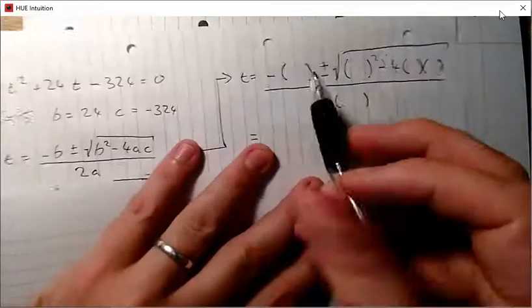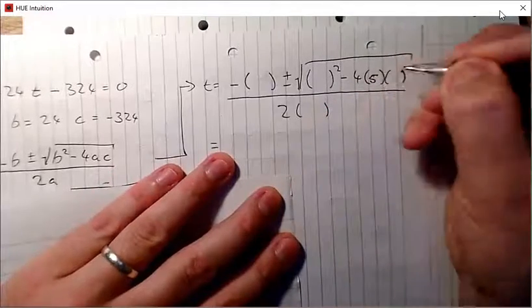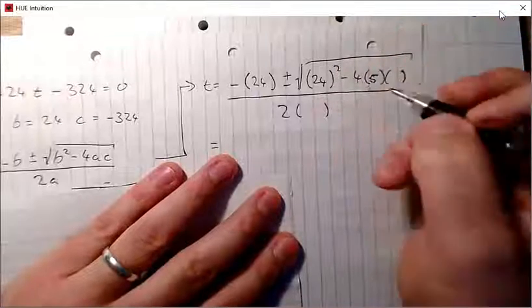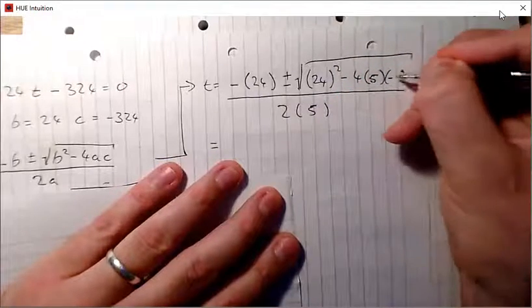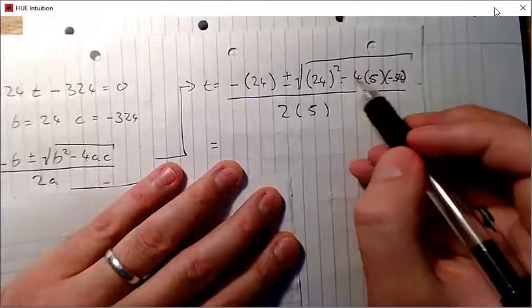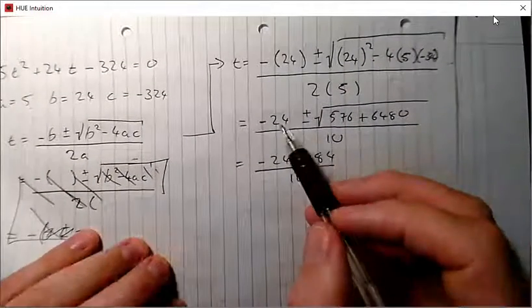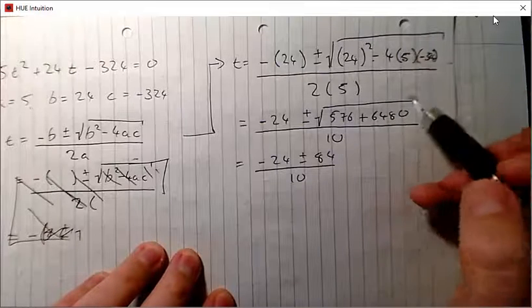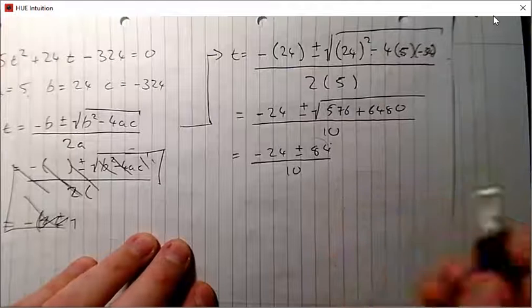So a is 5, that goes here. b is 24, that goes there, and it goes there. And, sorry, a goes down there, 5 as well, and c is minus 324. That minus there is important because you get minus times a minus makes a plus. When you do the calculator work on that, you get minus 24, 576 is 24 squared, 6,480. Add them together, take the square root, you get 84. So minus 24 plus or minus 84 over 10.